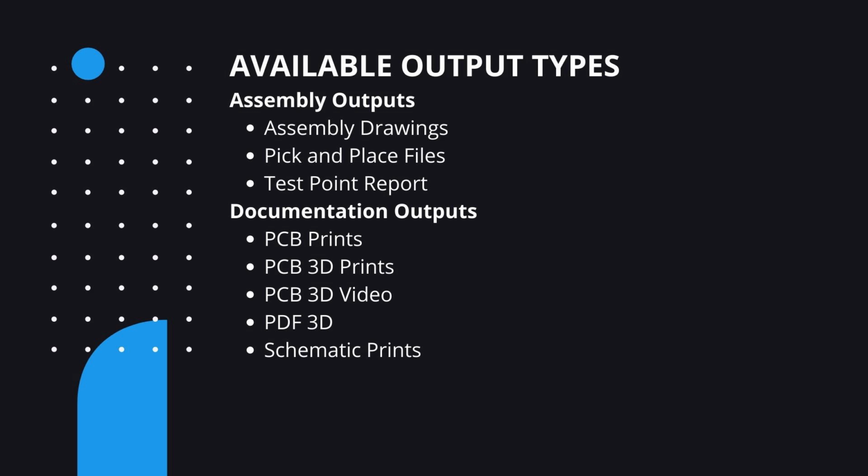Then we also have test point report as an ASCII file available in 3 formats that details the location of each pad or via that has been nominated as a test point. Then we also have documentation outputs wherein PCB prints configure any number of printouts or pages, with any arrangement of layers and display of primitives. Use this to create printed outputs such as assembly drawings.